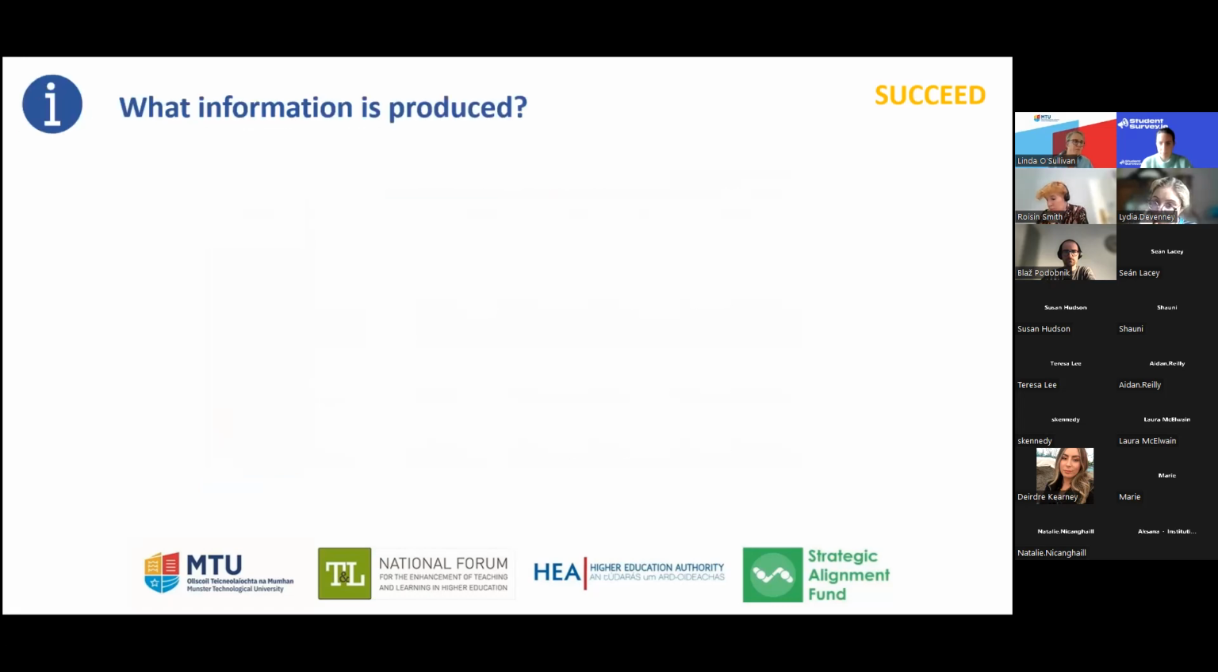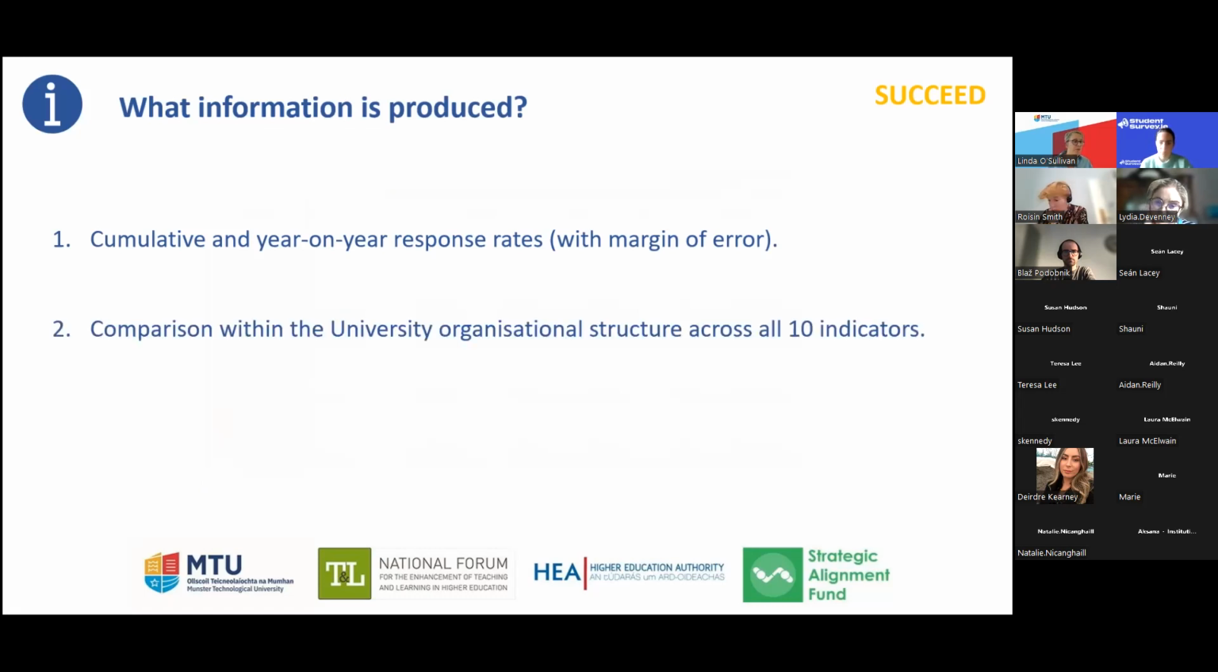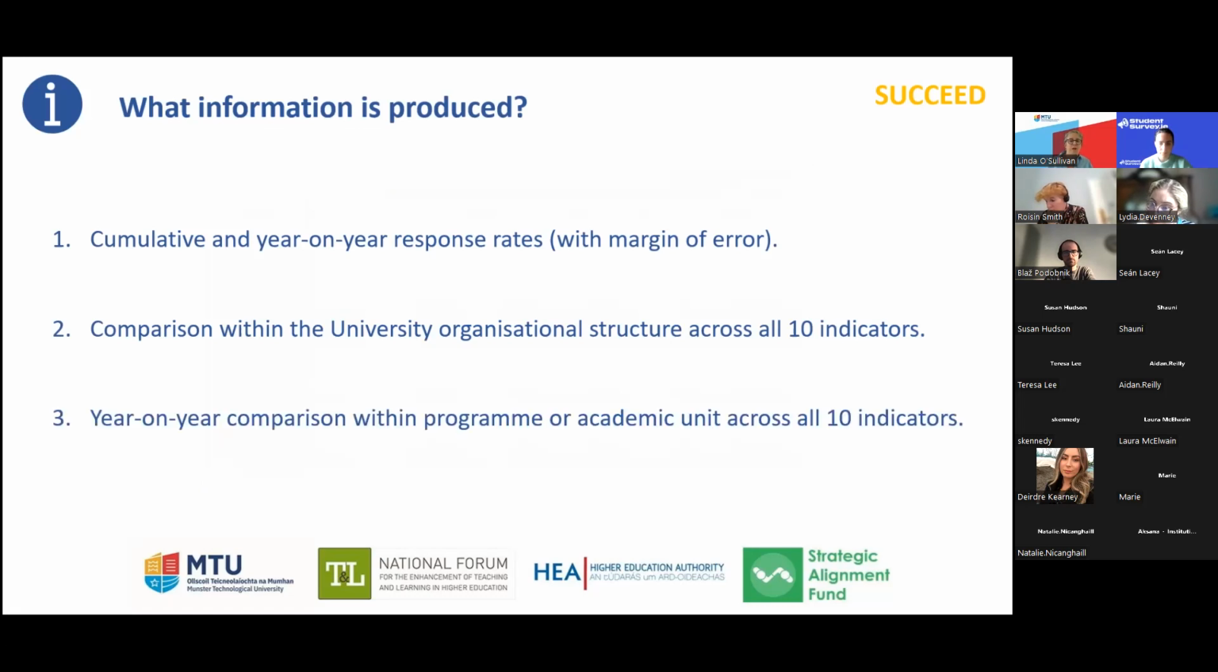So what information is produced? Well, firstly, you get cumulative and year-on-year response rates with the relevant associated margin of error. Secondly, you get a comparison within the university's organizational structure itself across all 10 indicators. And thirdly, you get a year-on-year comparison within a program or academic unit, again, across all 10 indicators.